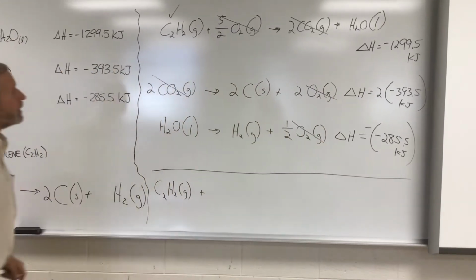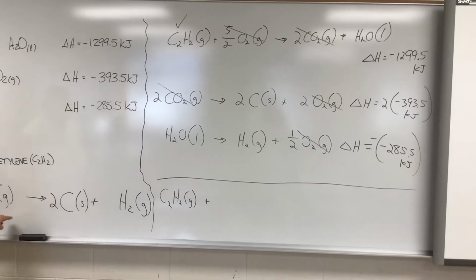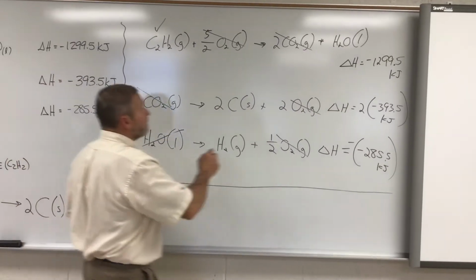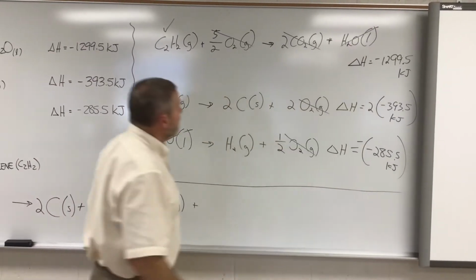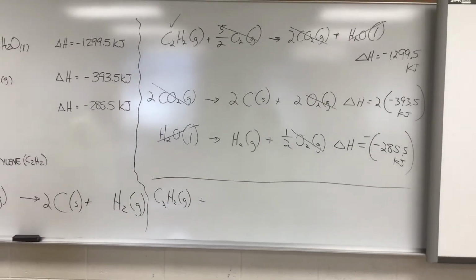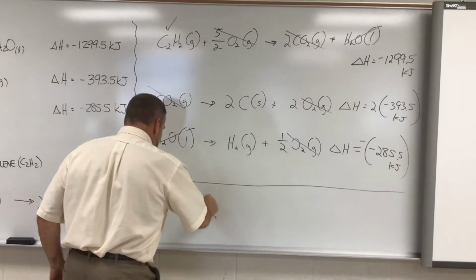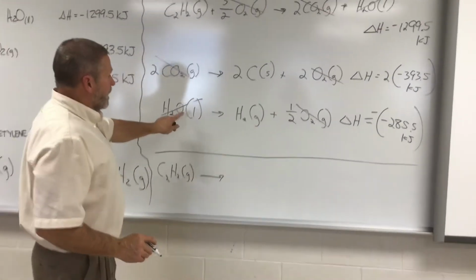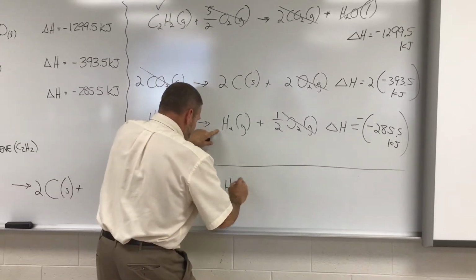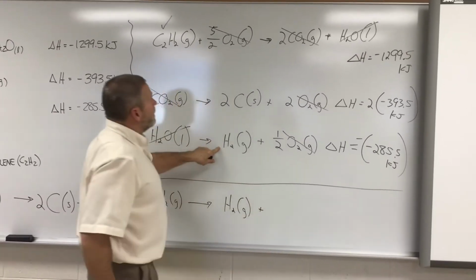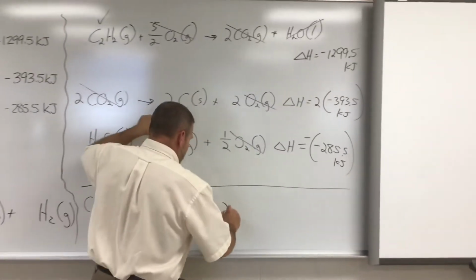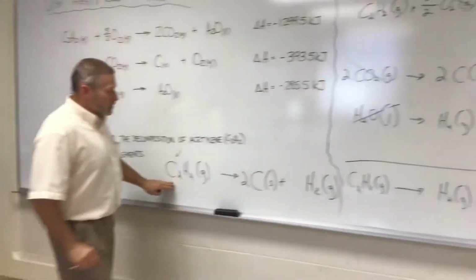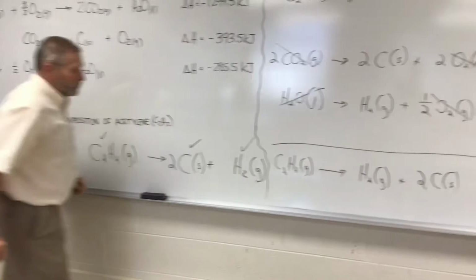That's a good deal. Now, what about the water? I don't want any water in my final equation. And look at that, I have water on the left and on the right. So that's going to cancel. And what I have left, I think, is what I want. So now I'm going to have my H2 and my 2 carbons. So I'm satisfied that I matched my balanced equation. I've gotten the 3 items that I want there.